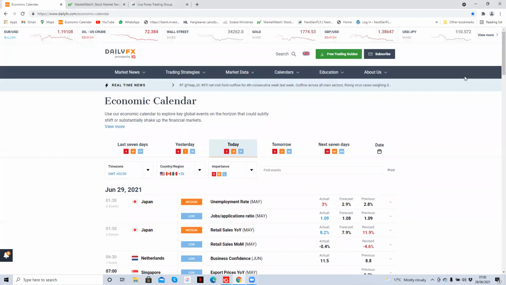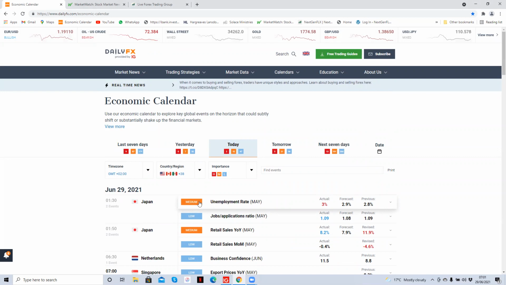So today is Tuesday, the 29th of June. It's almost the end of the month. And again, make sure you're using the correct time zone. I'm currently in Rwanda, so I'm using GMT +2. So all the times I'll be quoting are GMT +2 times.